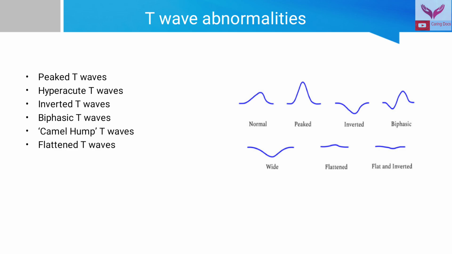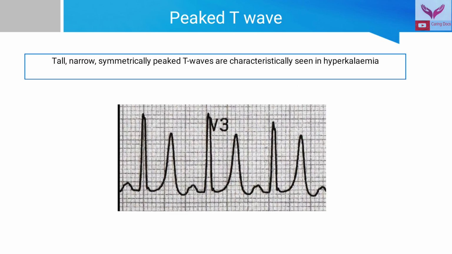T wave abnormalities. These are peaked T wave, hyperacute T wave, inverted T wave, biphasic T wave, camel hump T waves, and flattened T waves. This ECG shows peaked T waves, which are tall, narrow, symmetrical peaked T waves. These are seen in hyperkalaemia.